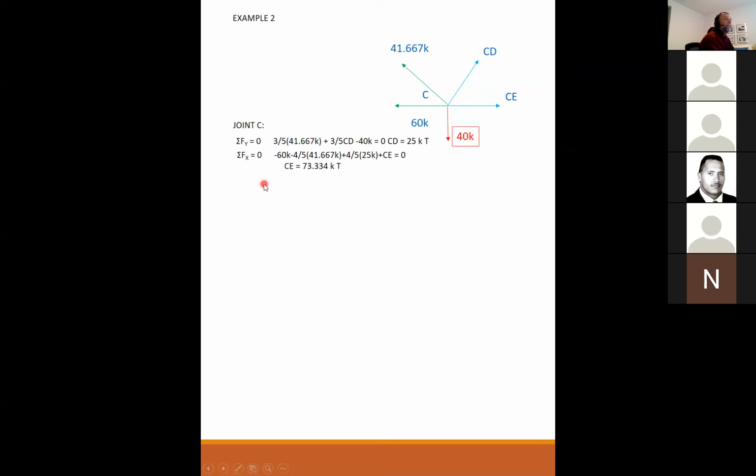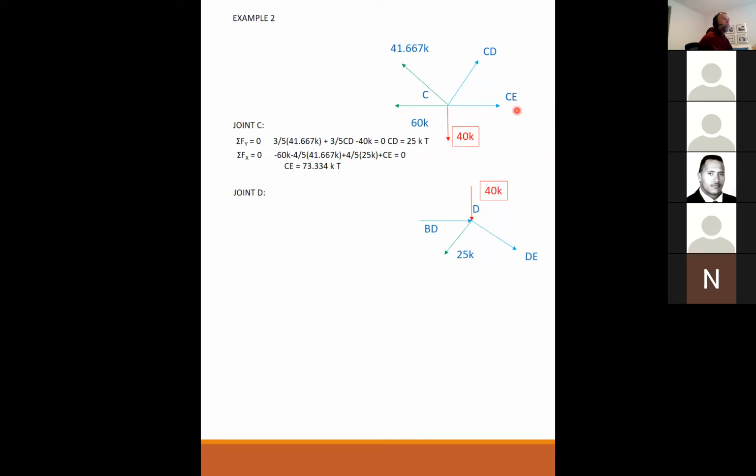Summing my forces in the X, I have my positive 60 kips pulling to the left, so that's negative. I have 4/5 of 41.667 to the left, negative. 4/5 of my 25 that I just found to the right is positive, and CE is assumed to be to the right and positive. So CE is 73.334 kips tension to the right.